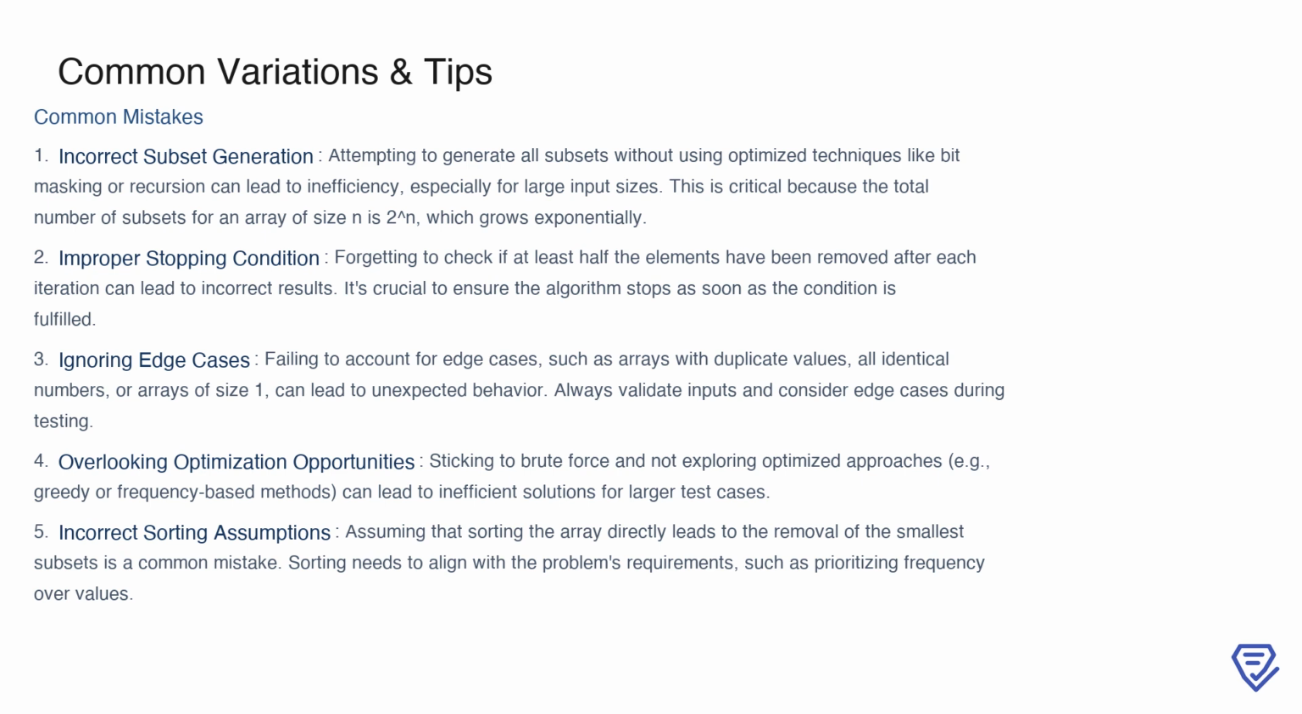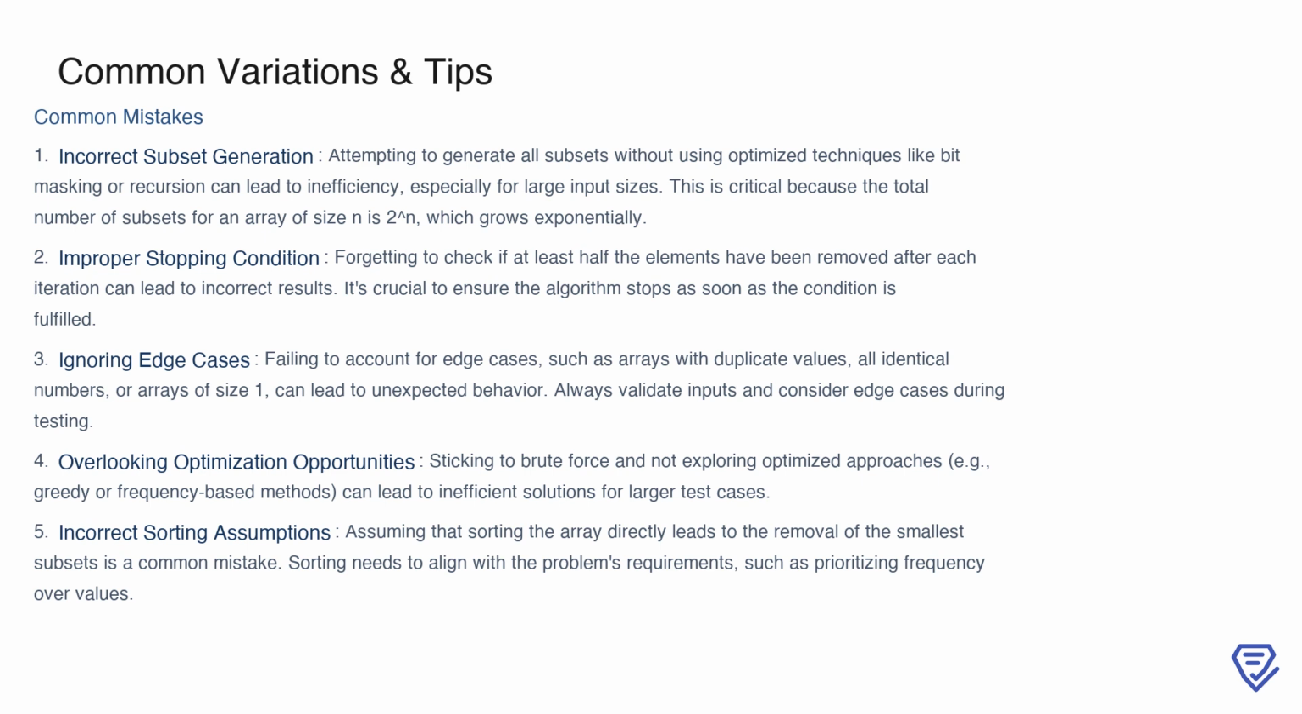Next, improper stopping conditions can lead to incorrect results. It's essential to stop the algorithm as soon as at least half the elements have been removed, rather than continuing unnecessarily. Additionally, ignoring edge cases can result in unexpected behaviors. Arrays with duplicate values, arrays of size 1, or arrays where all elements are identical need special attention during testing to ensure your solution handles these scenarios correctly.